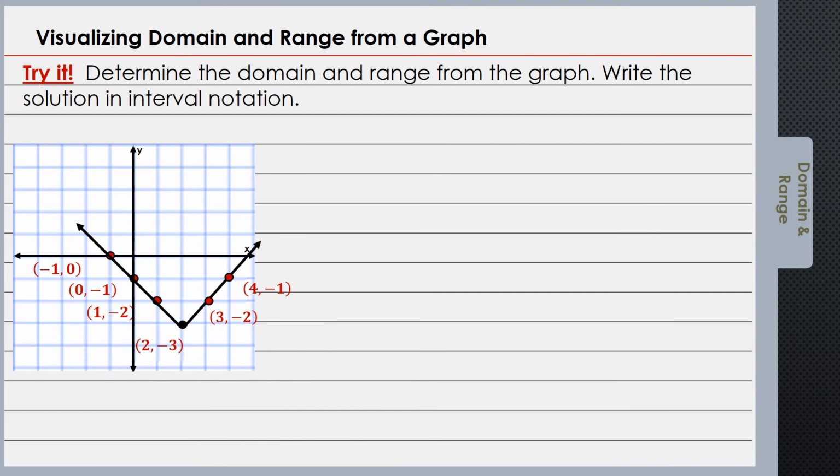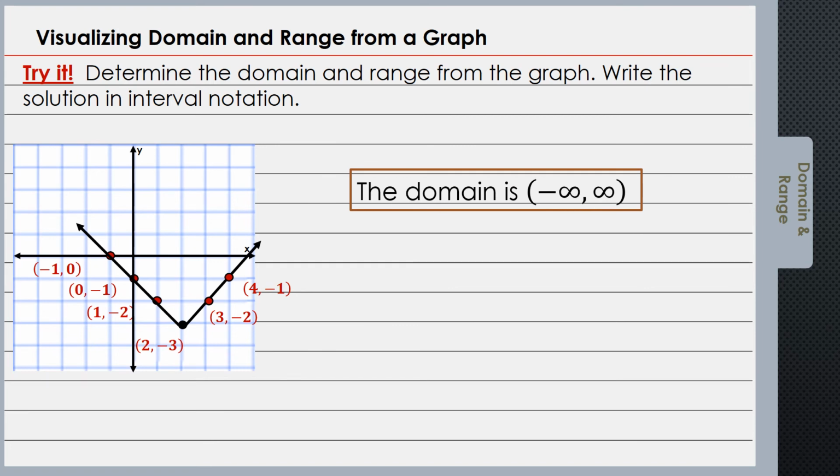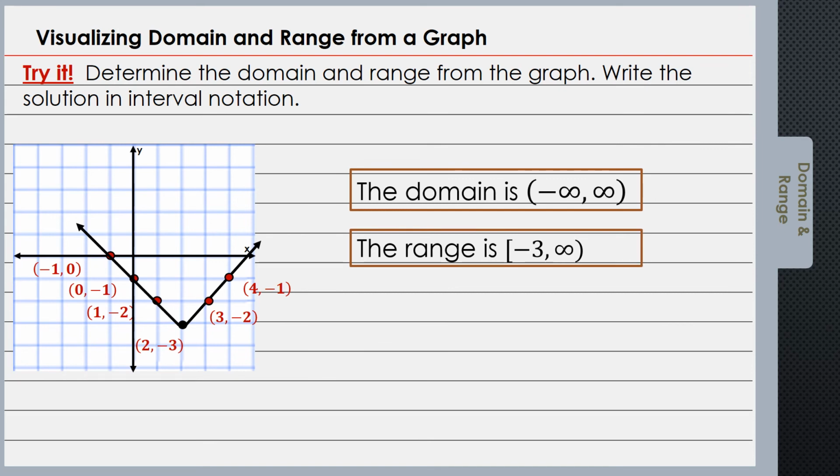This is your try it problem. Let's see how you did. The domain should have been from negative infinity to positive infinity. The range should be bracket -3 to positive infinity.